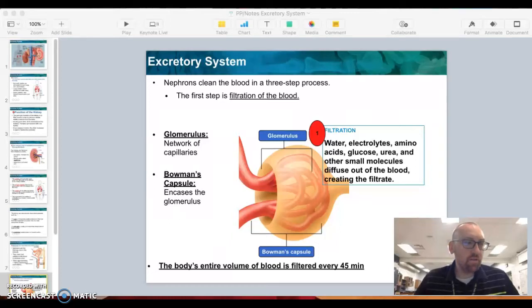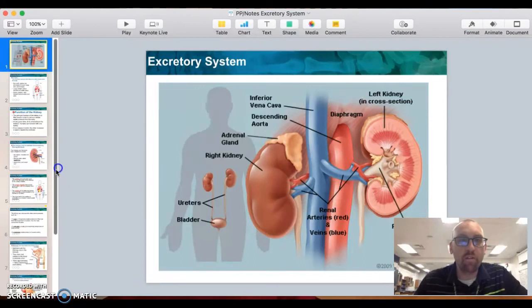Hello, BioB. So this is your last homework system, which is the excretory system. Sometimes it's also called, sorry about that, called the urinary system. Sometimes it can be called that.